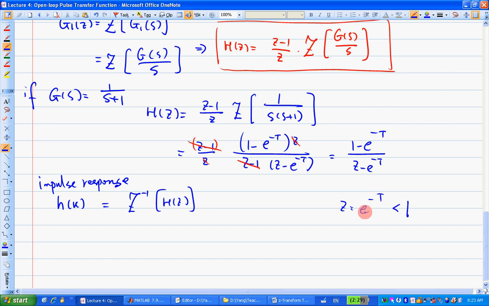So when the pole is close to 0, you have a faster response. Actually, I shouldn't say faster response. I should say a faster decay. So basically it decays faster.